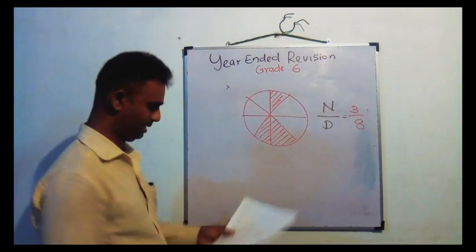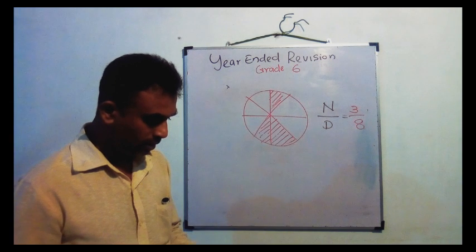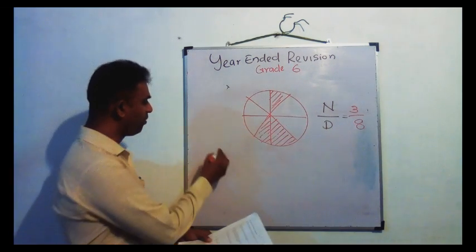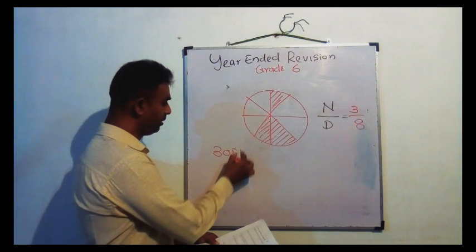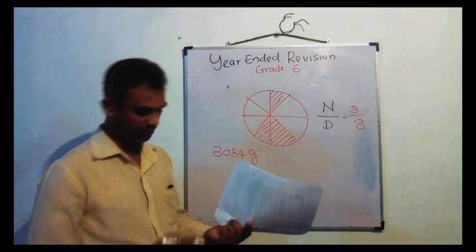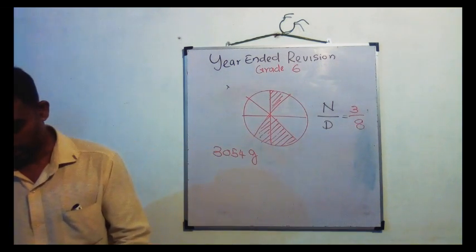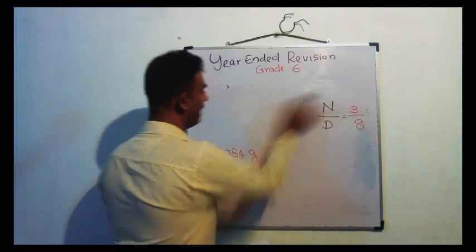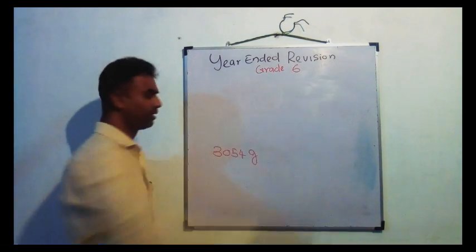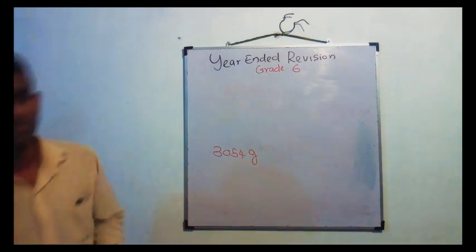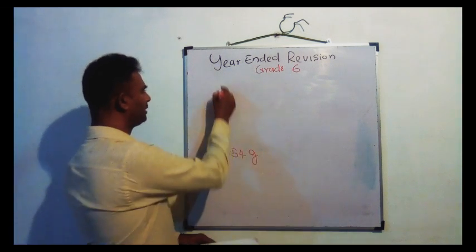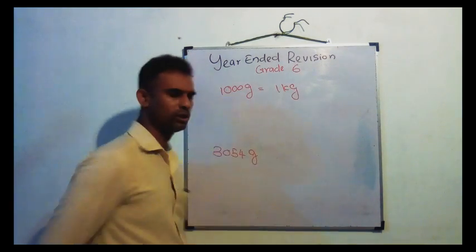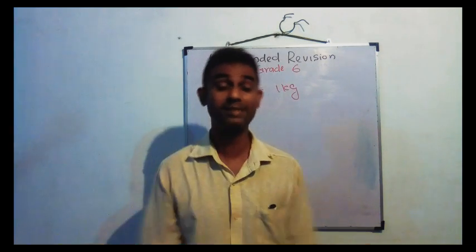3 upon 8. Next, the mass of a pumpkin is 3054 grams. Write the mass in kilograms and grams. This we want to write in kilograms and grams. You know that 1000 grams equal 1 kilogram. We have already discussed that.